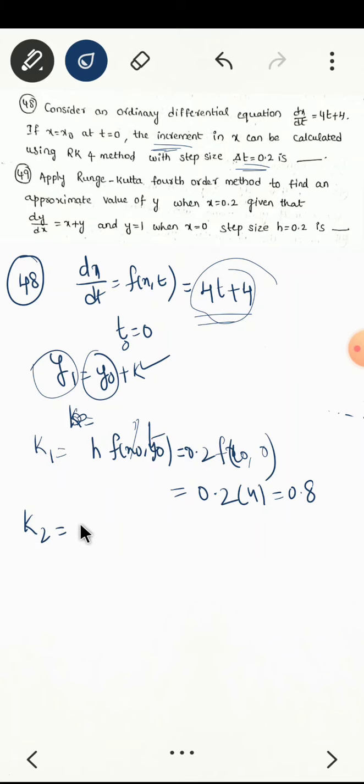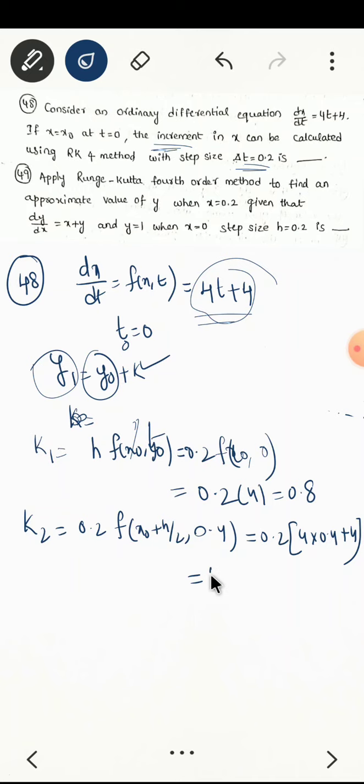Then k2 same, h into f of x naught plus h by 2. X naught we don't know, no need of x naught actually, so I will keep it like that only. But t naught is 0, plus k1 by 2, that is 0.4. So substitute 0.2 into 4 into 0.4 plus 4. Then what am I going to get? I am getting k2 as 0.88. Okay, similarly solve k3 also.